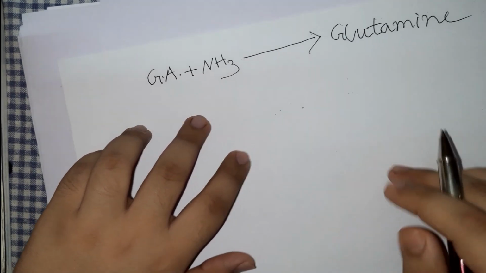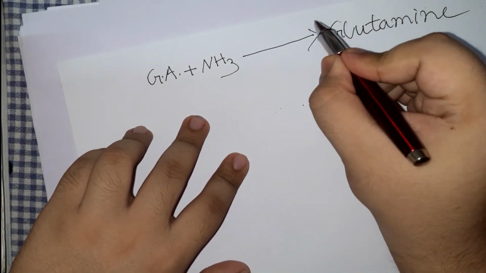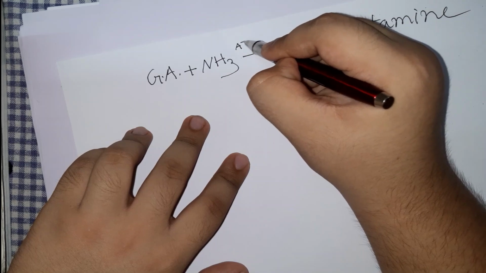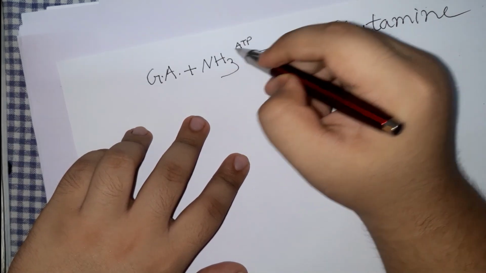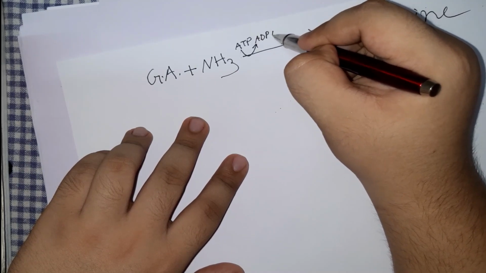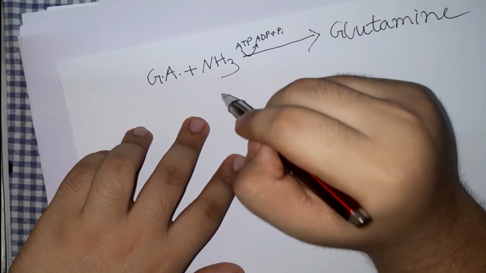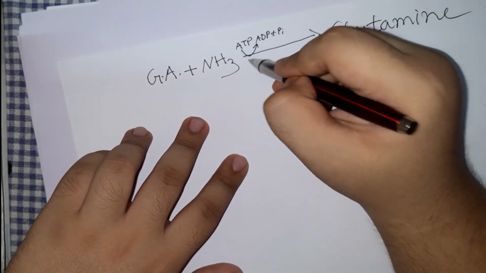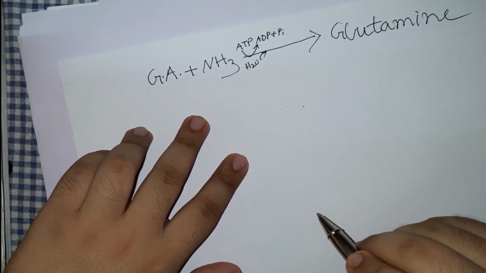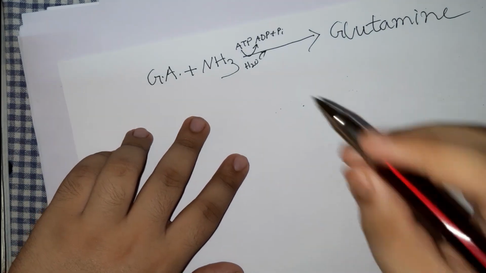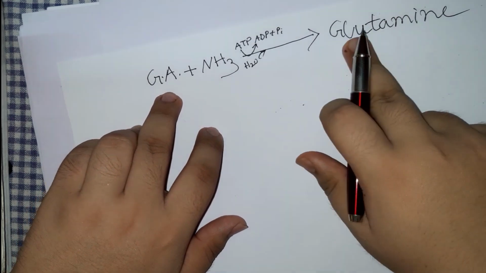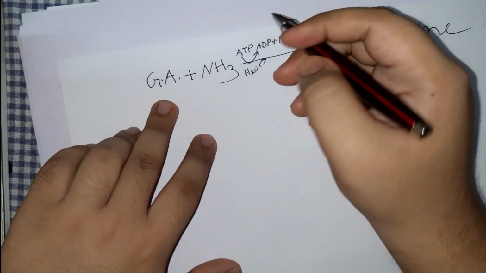All right. This step is an energy dependent step, so an ATP is needed here. Also, another thing that is needed is water. Water. Right. The enzyme which is needed in this reaction is glutamine synthetase.